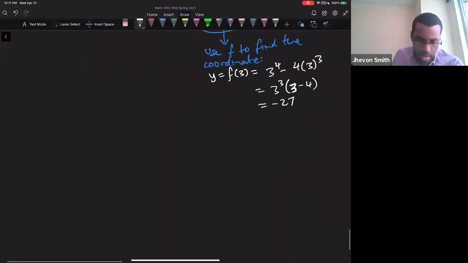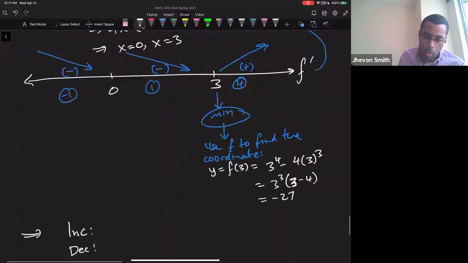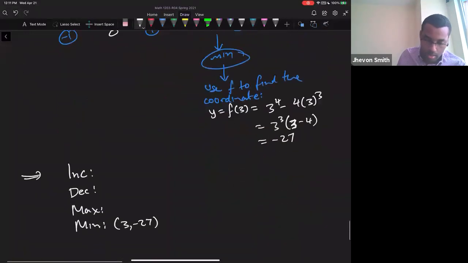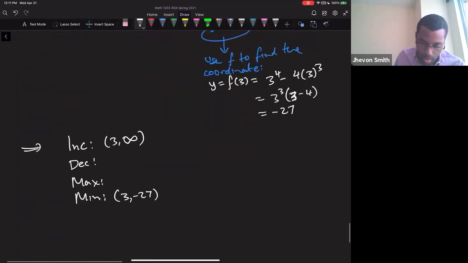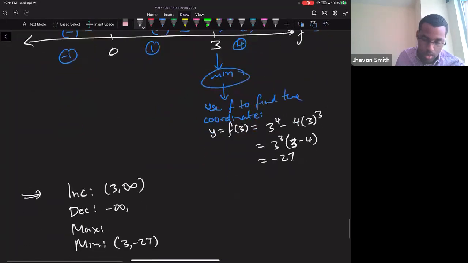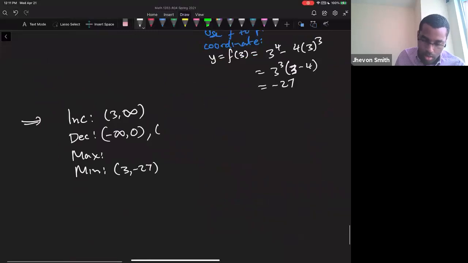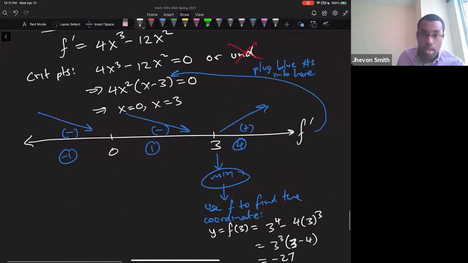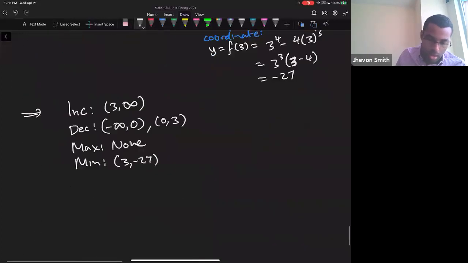Now, this means ultimately I can talk about where I'm increasing, where I'm decreasing, where I hit a max, where I hit a min. I hit a min at 3 comma minus 27. Where am I increasing? From 3 to infinity. Where am I decreasing? From negative infinity to 0, and from 0 to 3. Where do I have a max? Nowhere, none.